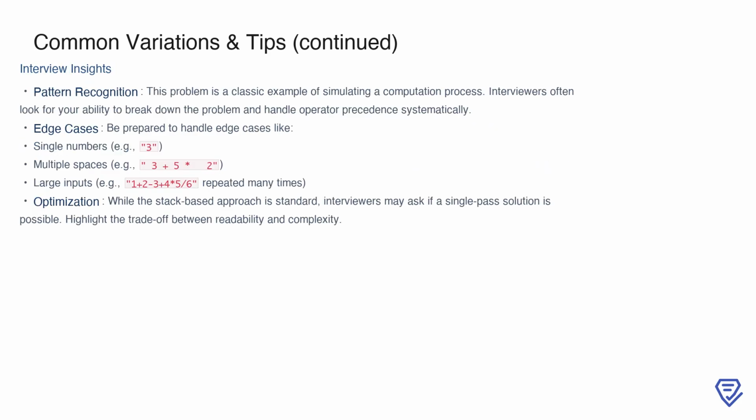This problem is a great opportunity to demonstrate your ability to simulate computational processes during interviews. One key aspect interviewers look for is your ability to systematically handle operator precedence. Additionally, you should be prepared to address edge cases, such as expressions containing only a single number like 3, multiple spaces like 3 plus 5*2, or even very large inputs that may test the efficiency of your solution.